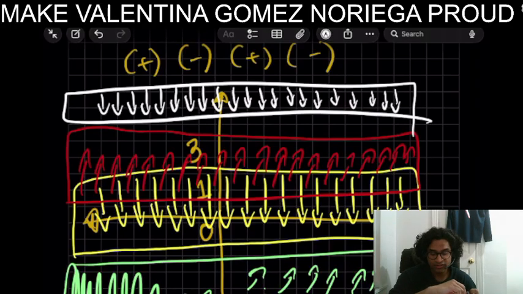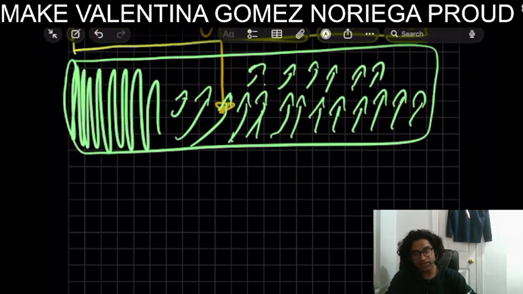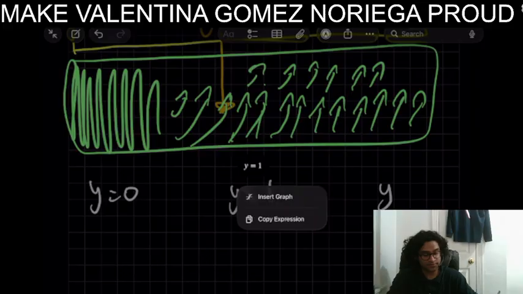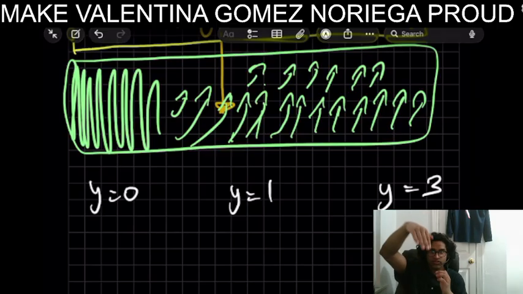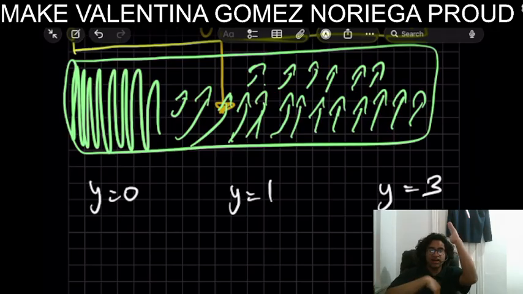Now, at y equals 0, to check the stability, equilibrium for each of those, because your key values are what? Y is equal to 0, y is equal to 1, y is equal to 3, right? If below and above touch, so if below is going down and above is going up, that is unstable.